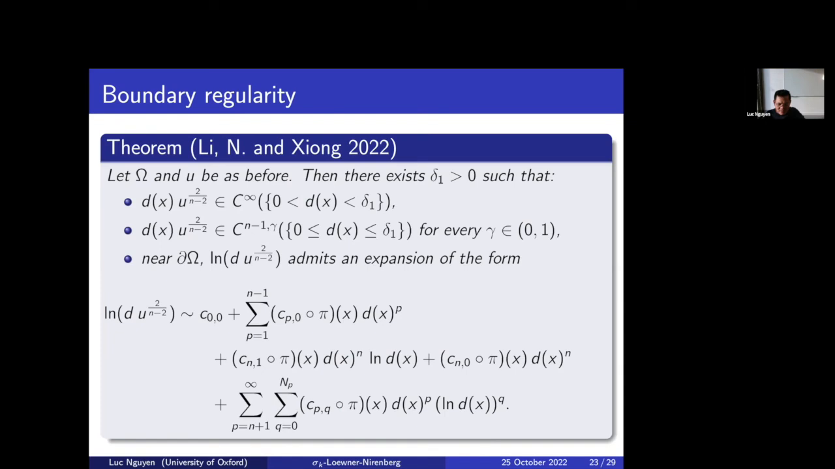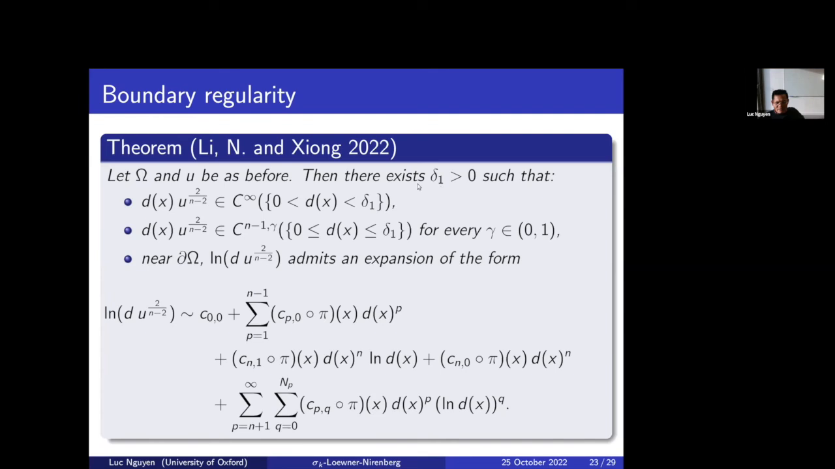So that basically is an obstruction, a philosophical obstruction. So in a way it says that if it is going to work, we're going to need a new idea. But nevertheless, we made it work. So let's say that omega is our domain, and U is the solution to the sigma k Loewner-Nirenberg problem.